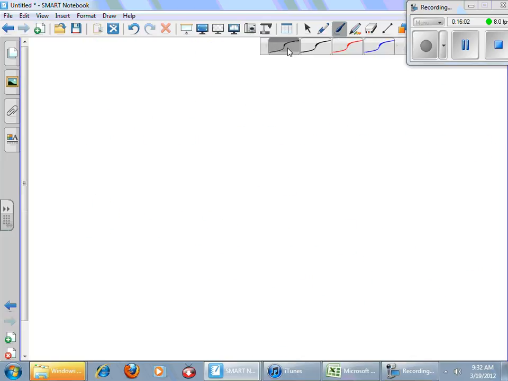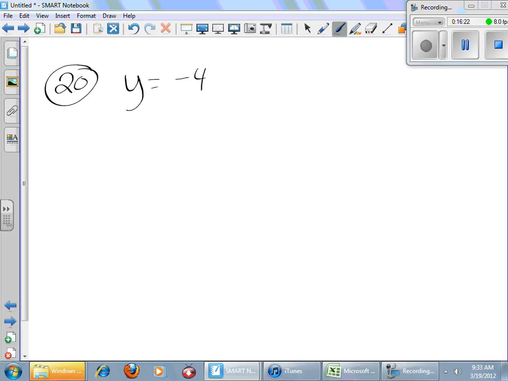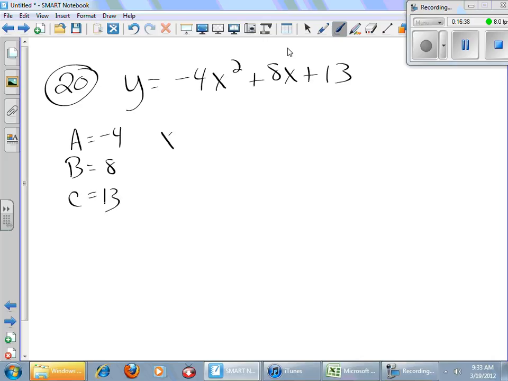Let's look at one like this. Let's say 23. Actually, no, let's do number 20. Y equals negative 4x squared plus 8x plus 13. All right. I'm going to check for zeros. Going to find my zeros. Pretty sure this is going to have zeros. I'm going to go to my quadratic formula.